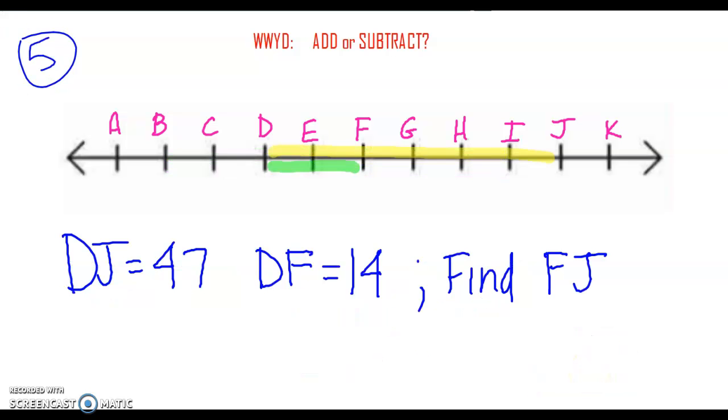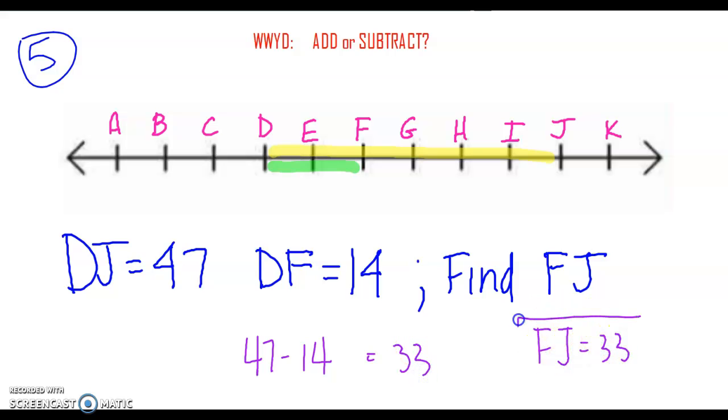Okay, taking a look at number 5, you should hopefully be able to see that they are overlapping. I went ahead and highlighted those for you. So 47 minus 14 gives you an answer of 33. So FJ is 33.